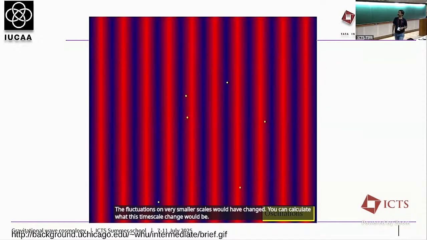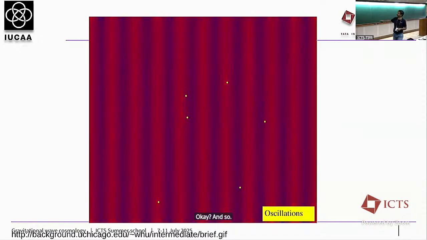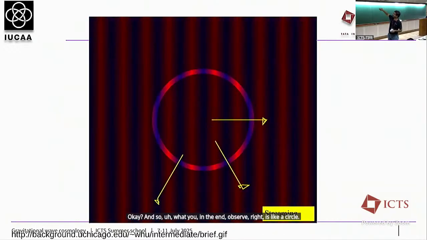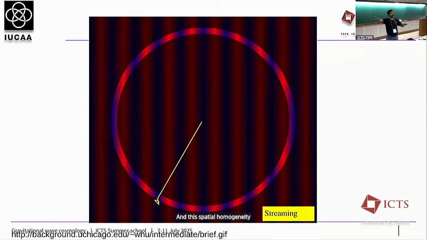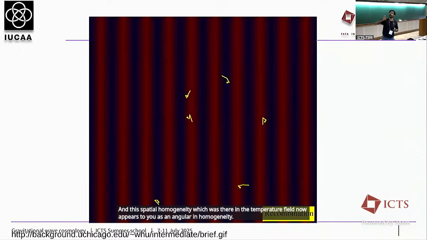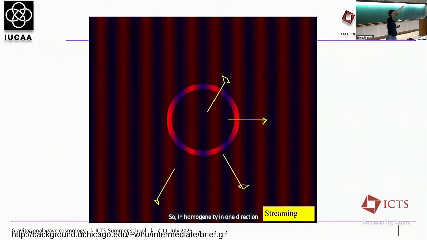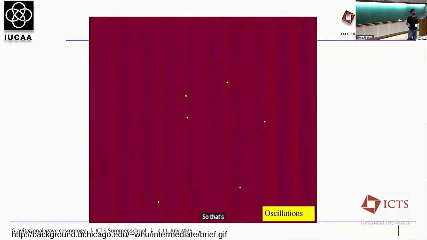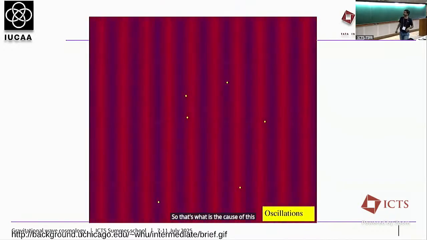Okay. And so what you in the end observe is like a circle, and this spatial inhomogeneity which was there in the temperature field now appears to you as an angular inhomogeneity. So inhomogeneity in one direction compared to the other, and so on. So that's the cause of these fluctuations that you see in the CMB.